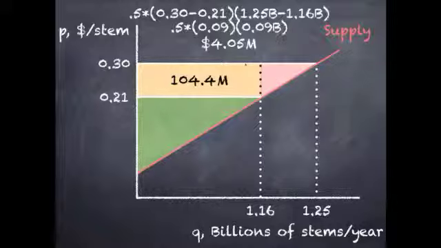This rectangle is worth 104.4 million. We add those together and we get $108.45 million worth of producer surplus that no longer exists.